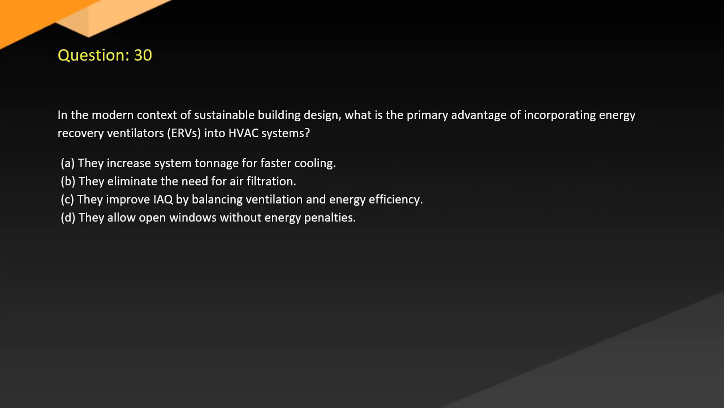Question 30. In a modern context of sustainable building design, what is the primary advantage of incorporating energy recovery ventilators (ERVs) into HVAC systems? A. They increase system tonnage for faster cooling. B. They eliminate the need for air filtration. C. They improve IAQ by balancing ventilation and energy efficiency. D. They allow open windows without energy penalties.